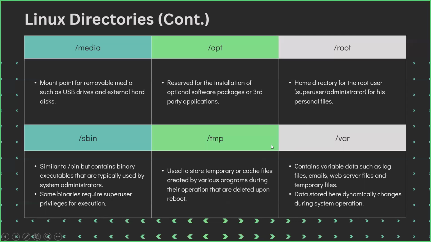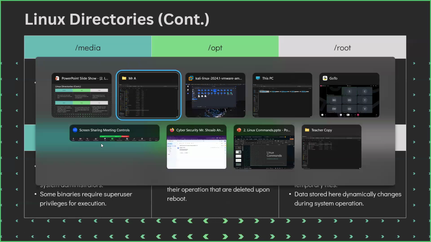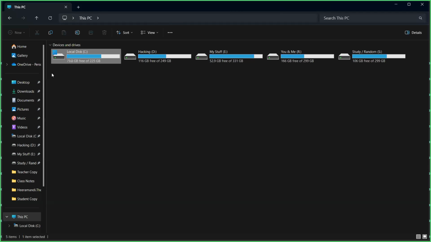Okay. Moving forward, there's media now. This is a mount point for external devices. So in Windows, whenever you connect a USB drive or an external hard drive, it pops up as a separate drive here, right? You can see a USB drive separately added here. In Linux, that's not the case.